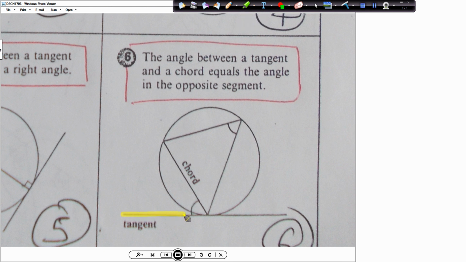Here comes our Z. Start at the tangent. Go along the chord. Can you see the Z happening now? There's the Z. Yeah? And then you flick the Z at the end. Okay.